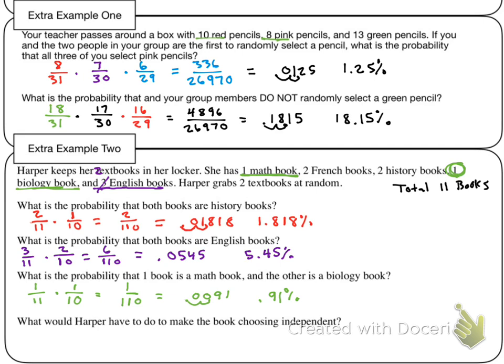Okay, and that last question there, what would Harper have to do to make the book choosing independent? So remember, independent, the odds have to remain the same. So you have to have the same chance of picking a book out the first time and the second time. So to make it independent, she would have to replace the book. So she would have to put it back amongst the sample space.